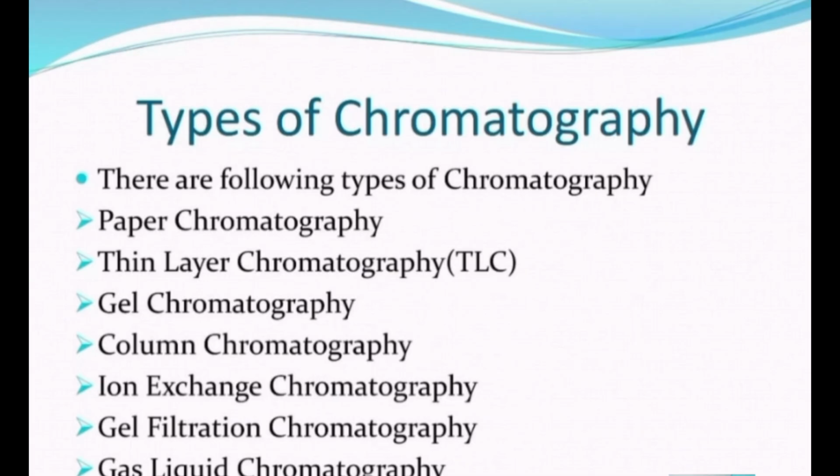Next, types of chromatography. There are the following types: first is paper chromatography, second thin layer chromatography, third gel chromatography, fourth column chromatography, fifth ion exchange chromatography, sixth gel filtration chromatography, seventh gas liquid chromatography, and the last is affinity chromatography. These are the chromatographic techniques used to separate a mixture of components into single components.